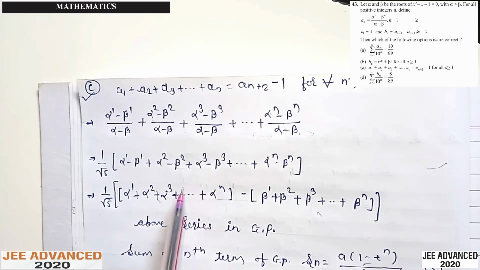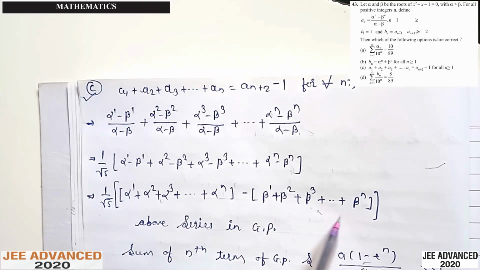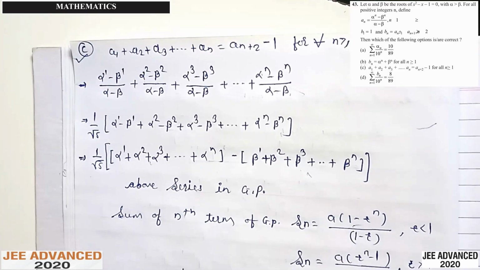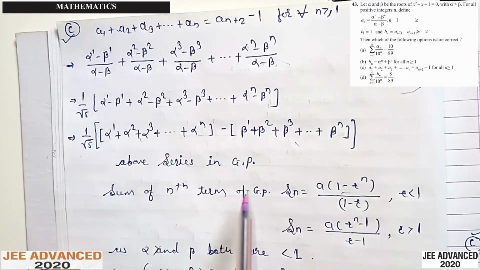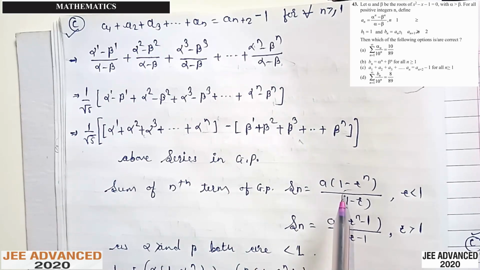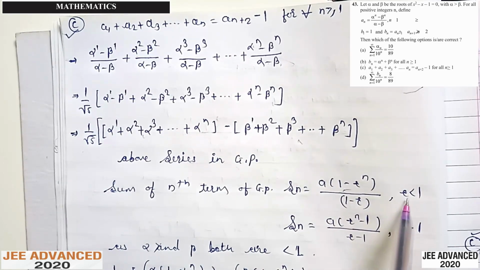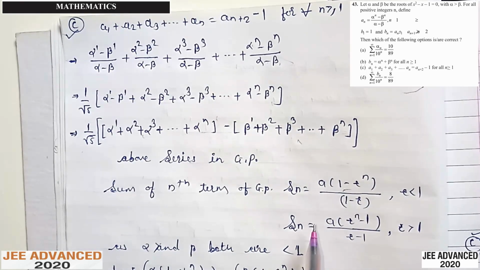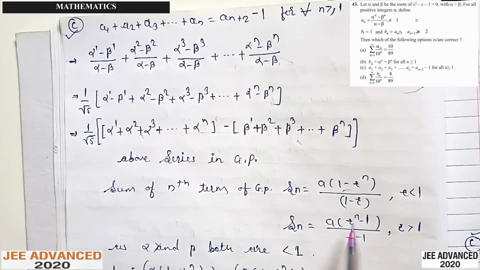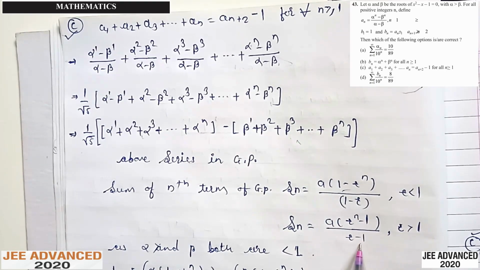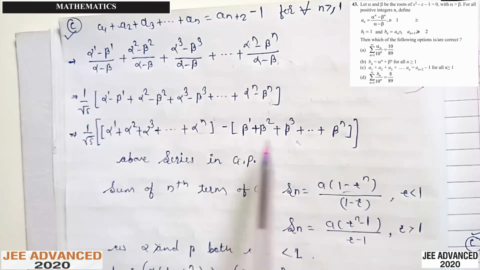So this is a geometric progression. So this is also a geometric progression. So apply the sum of n terms of a geometric progression. The sum of n terms of a geometric progression is Sn equal to a into 1 minus r raised to n upon 1 minus r, when r is smaller than 1. And similarly, when r is bigger than 1, we write a into r raised to n minus 1 upon r minus 1. This is the geometric progression formula we have to apply over here.